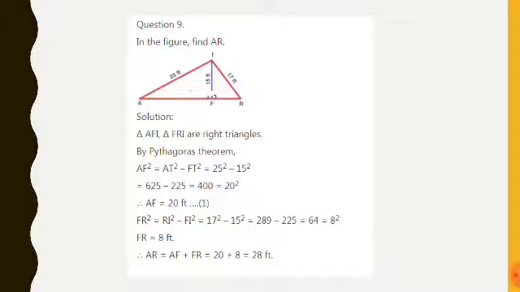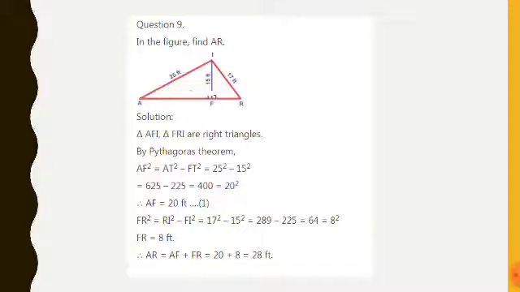FR square is equal to RI square minus FI square. 17 square minus 15 square. 289 minus 225, so we get the value 64. So 64 is square of 8. So FR is equal to 8 feet. AR is equal to AF plus FR. AF value 20, FR value 8, added 28 feet. So we find the AR base value.